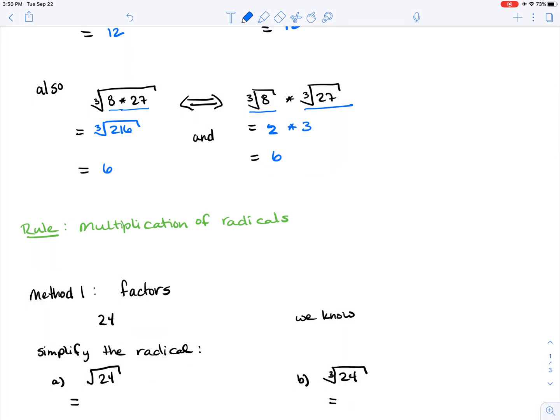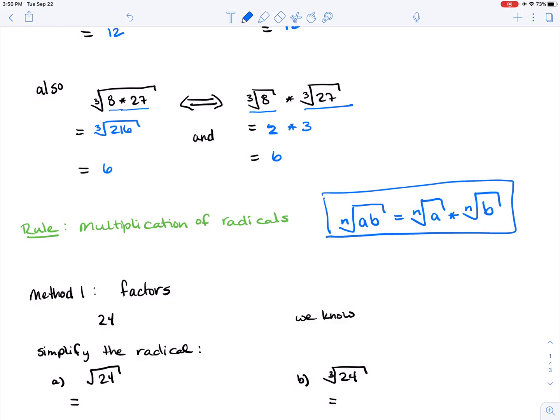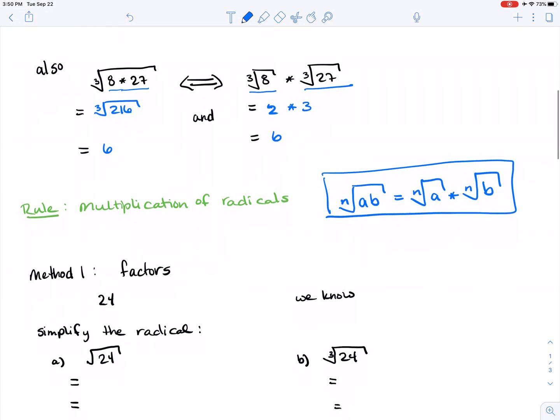So that states that the nth root of a times b is the equivalent of the nth root of a times the nth root of b. And that is our rule about the multiplication of radicals.